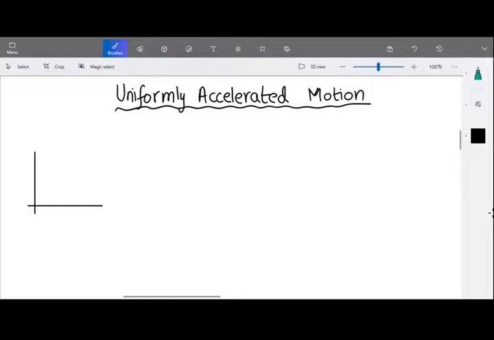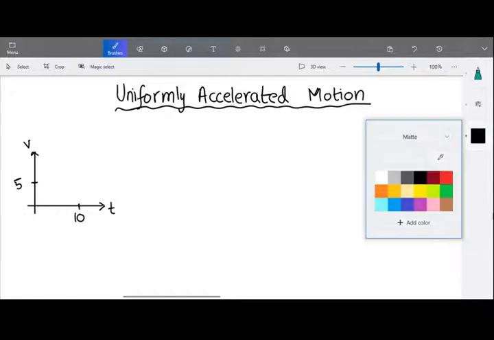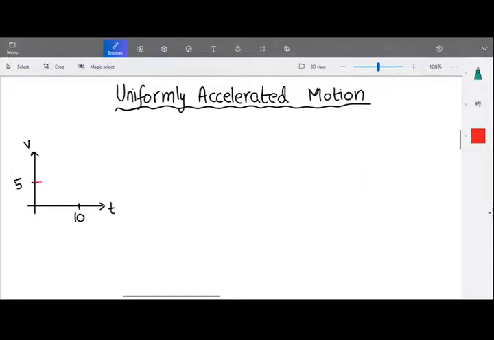The horizontal axis represents time and the vertical axis represents velocity. Now, you already know about velocity-time graphs from your O levels. So, for example, if there's some object traveling at, let's say, 5 meters per second for around 10 seconds, then its graph is going to look something like this. It's going to be a horizontal line which stays at 5 meters per second for 10 seconds, right?